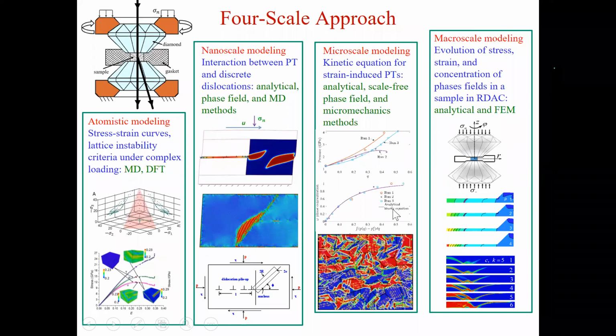And this kinetic equation is part of our macroscale model, which we use to model behavior of a sample under compression, in a traditional diamond cell, or under compression and torsion in the rotational diamond anvil cell.